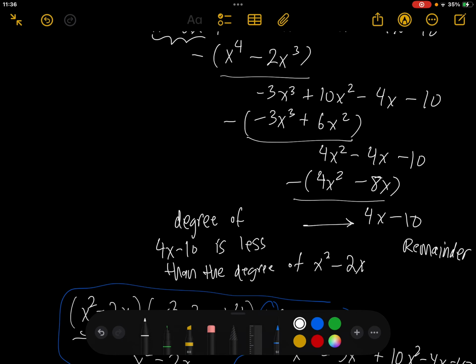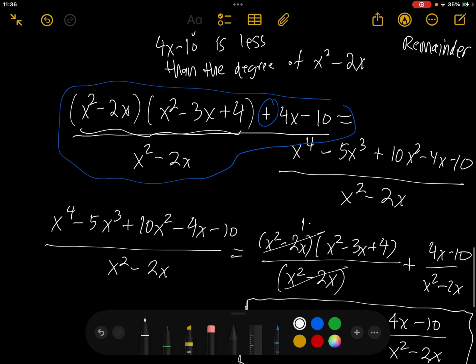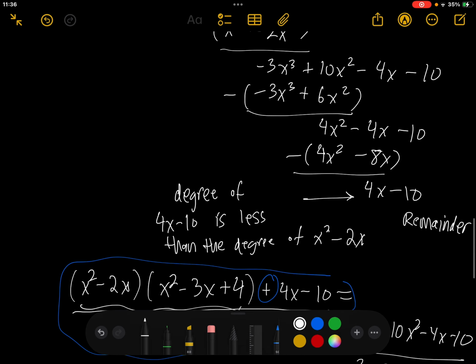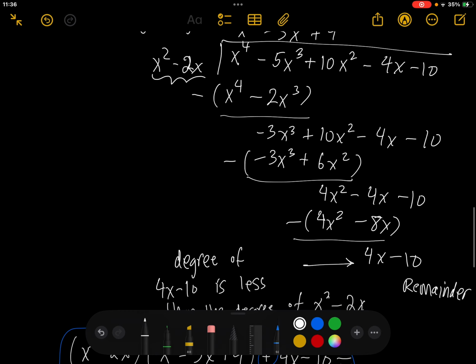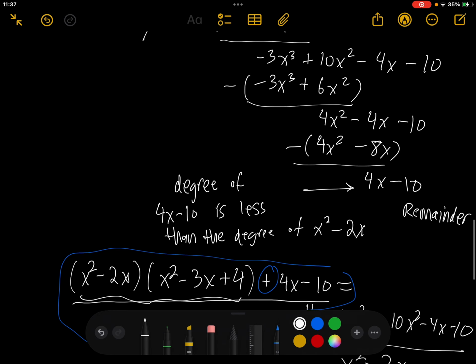Once you get a remainder, that's totally fine. You rewrite the polynomial as a product plus the remainder. And the remainder, by definition, will have degree less than the degree of the divisor. So in this case, the remainder 4x minus 10 has degree less than the degree of the divisor, x squared minus 2x. That's the divisor.